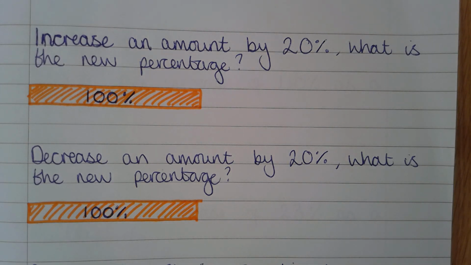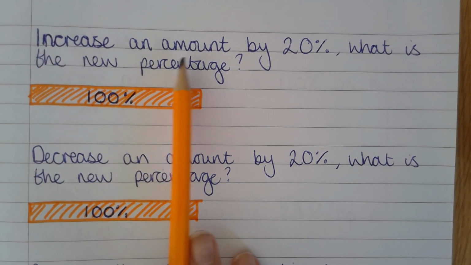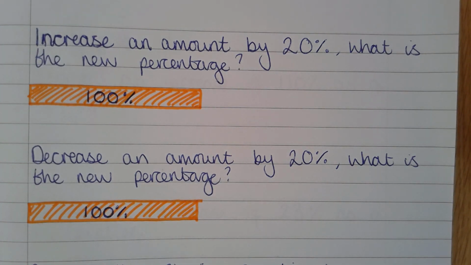So the objective for this video and for your lesson that this relates to is to find the multiplier if we're increasing by a percentage or decreasing by a percentage. So if you read this question at the top, we've got increase an amount by 20%. What is the new percentage?